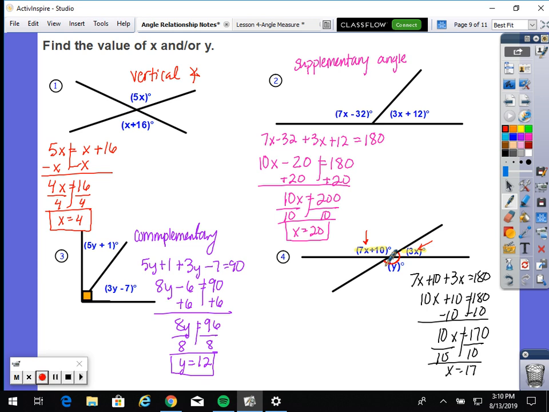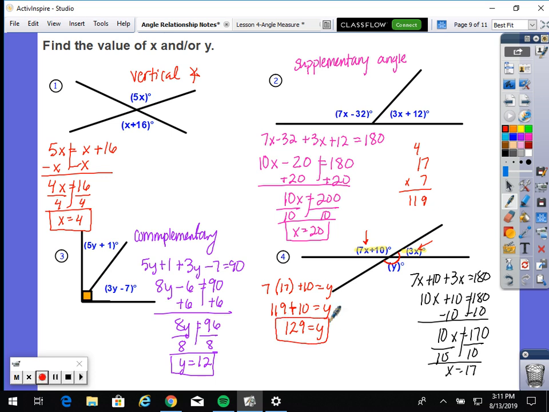I'm going to use the linear pair. No, I'm going to use the vertical angle since I already used a linear pair. So I'm going to say 7 times 17 plus 10 is equal to y, and that's how I'm going to figure out what y equals. So 7 times 17 is going to be, oh, I don't know, do a little scratch work. 7, 8, 9, 10, 11, 119. So I'm going to have 119 plus 10 equals y, and 119 plus 10 is 129. So y is going to equal 129 degrees.